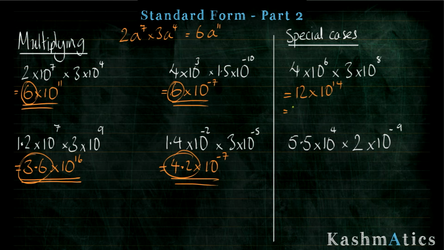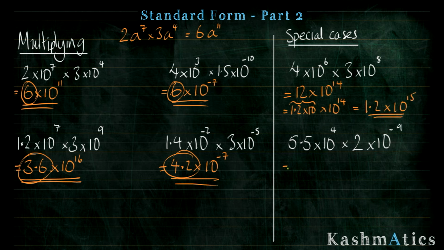So what you do instead is you do 1.2 times 10 to express the 12 multiplied by 10 to the power 14, and then you put together these powers of 10. So 10 times 10 to the power 14 is 10 to the power 15. So I get 1.2 times 10 to the power 15. Okay, so now it's in standard form.